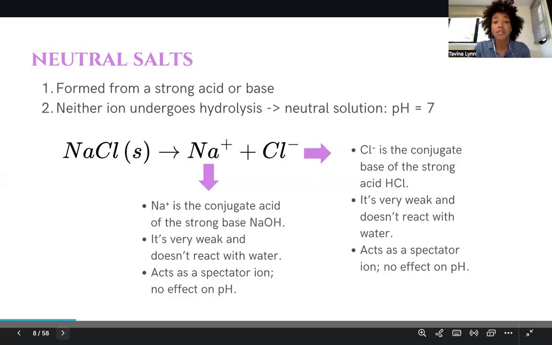Because of this, the sodium ions and the chloride ions are what we call spectator ions. They're just hanging out in the solution, watching, but they aren't contributing to the acidity or basicity of the solution. So we call them spectators. They don't affect the pH of a solution.